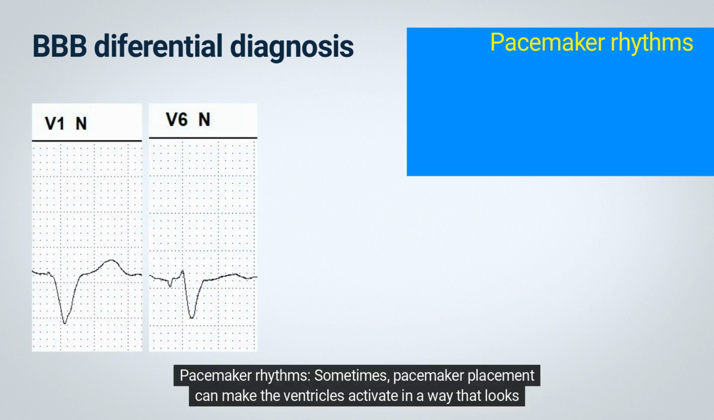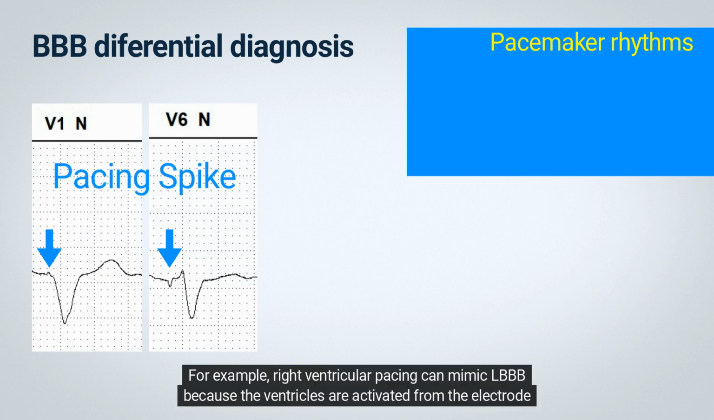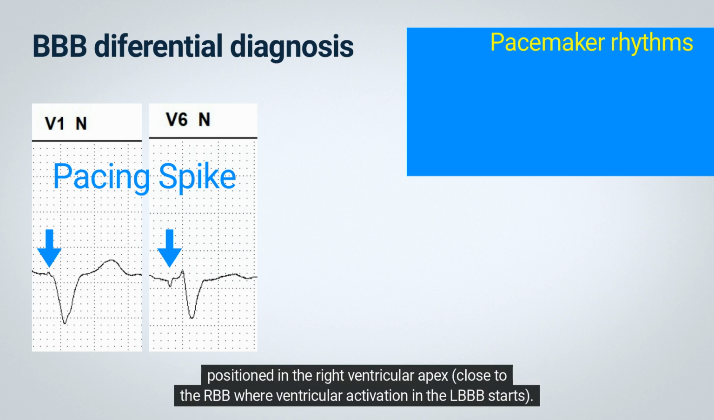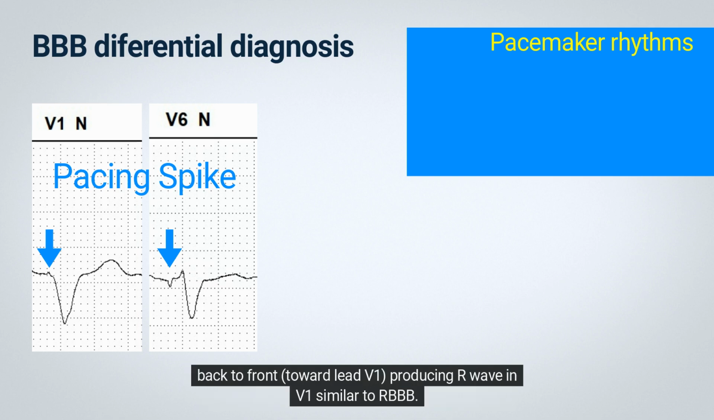Pacemaker rhythms. Sometimes, pacemaker placement can make the ventricles activate in a way that looks like BBB on the ECG. For example, right ventricular pacing can mimic LBBB because the ventricles are activated from the electrode positioned in the right ventricular apex, close to the right bundle branch, where ventricular activation in the LBBB starts. Biventricular pacing can also resemble RBBB due to the left ventricular lead activating the heart from back to front toward lead V1, producing an R wave in V1 similar to RBBB.